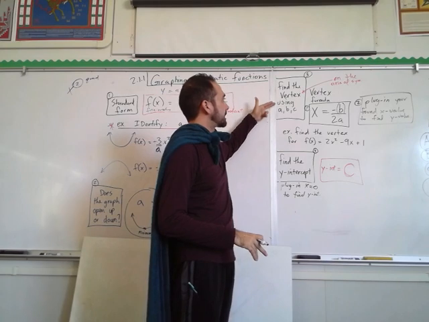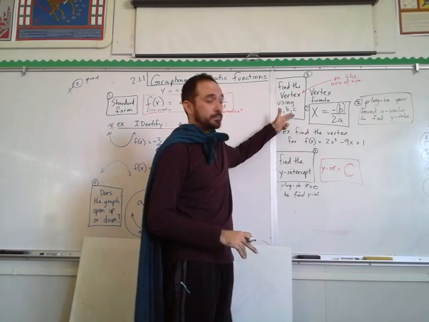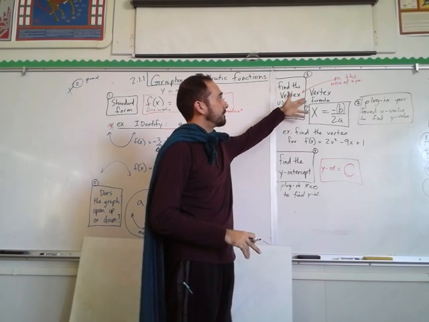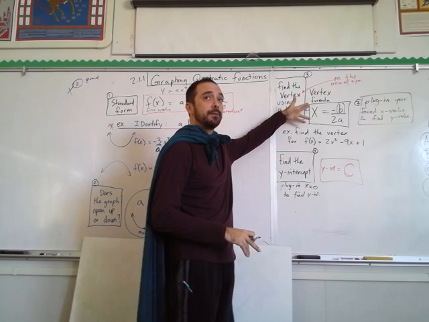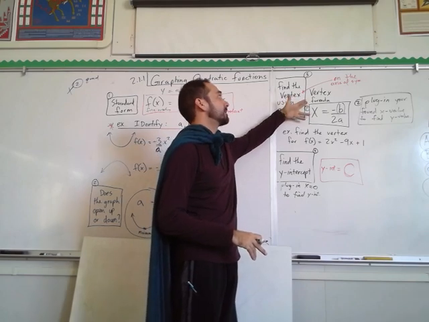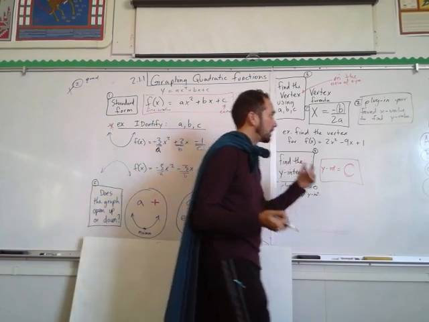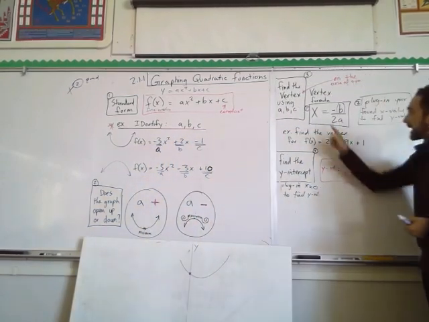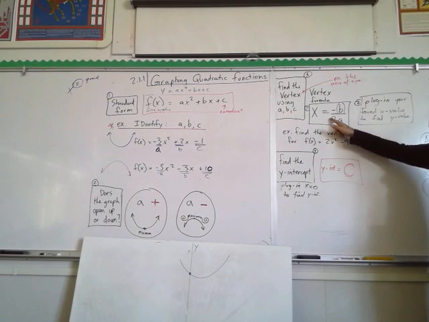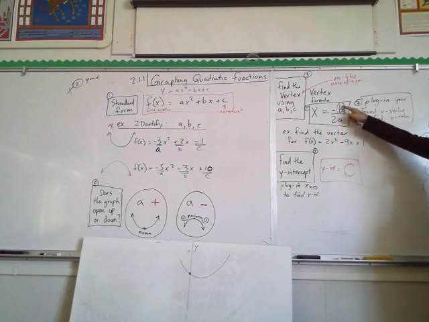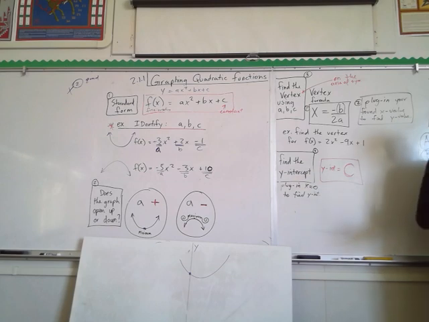Find the vertex using a, b, and c. We're going to use this vertex formula to start out. And actually, this is also the formula for the axis of symmetry, believe it or not. So we look here, x is equal to negative b over 2a. I know what my b value is. I know what my a value is. So I can go in there and plug that in pretty quick.